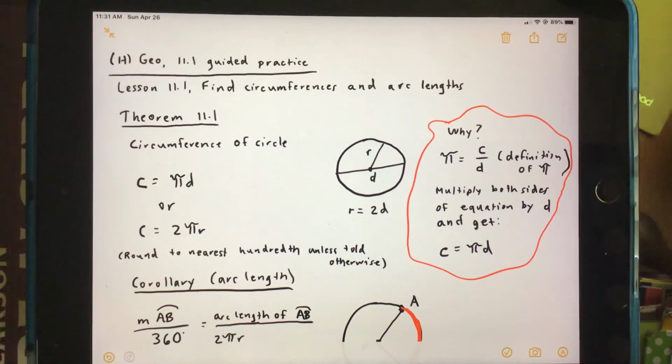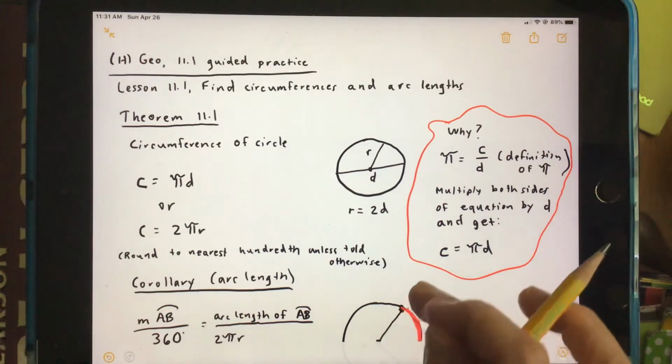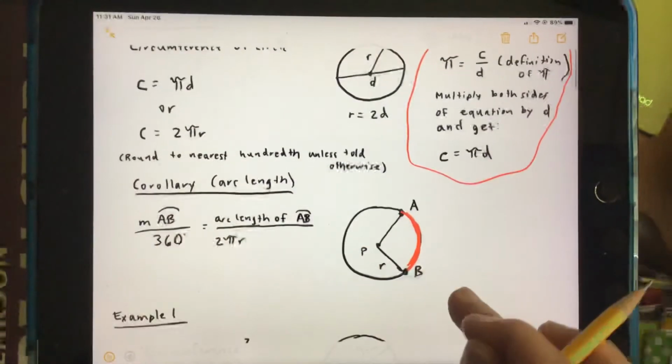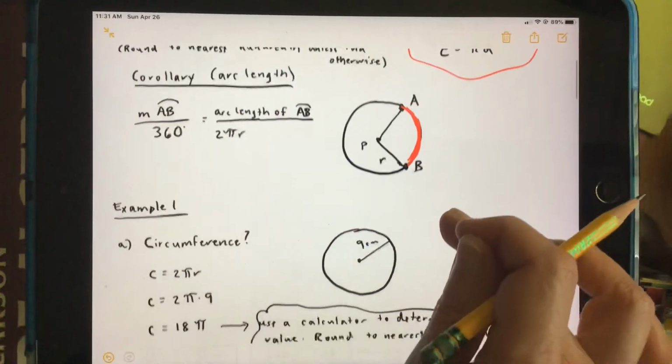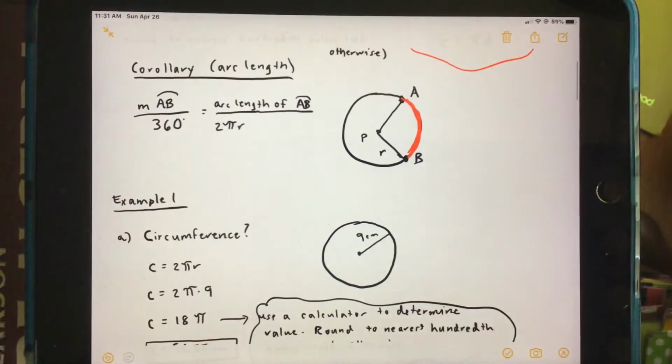Now, when we are finding circumferences of circles, we are going to round our values to the nearest hundredth unless we're told otherwise. Okay, the second piece of information that we're going to use in this lesson is a corollary. It tells us how to compute arc length.